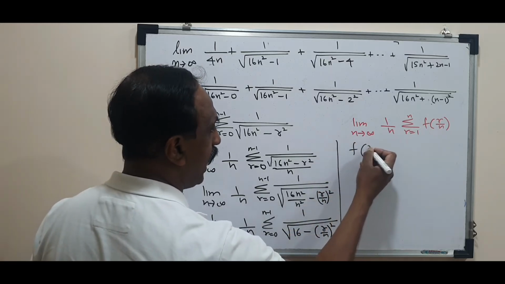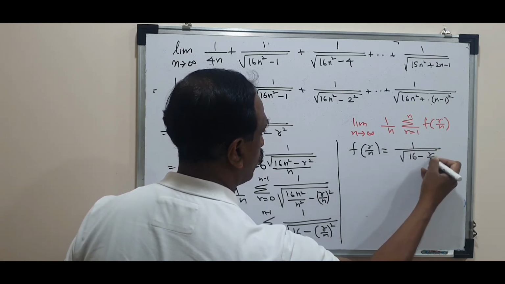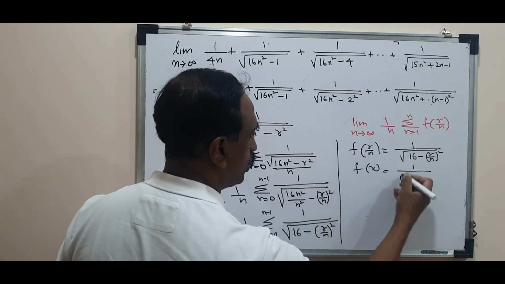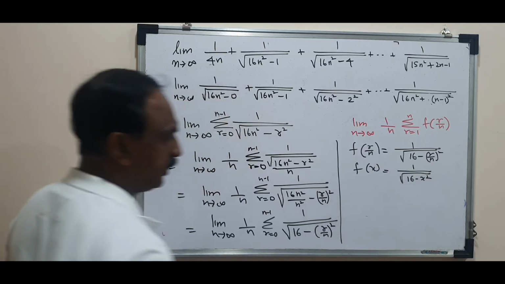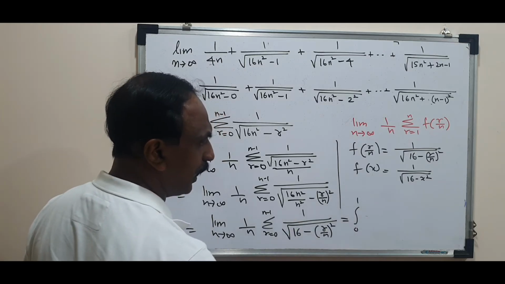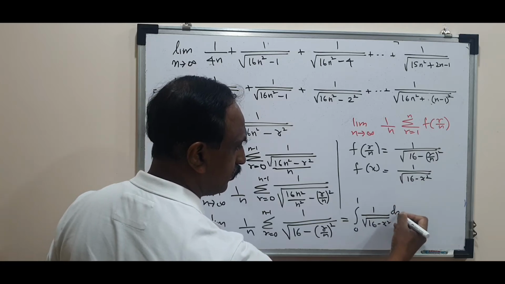So f of r by n is 1 upon root of 16 minus (r by n) the whole square. So what is f of x? 1 by root 16 minus x square. So what will be the answer for this? The answer will be the integral from 0 to 1 of 1 upon root 16 minus x square dx.